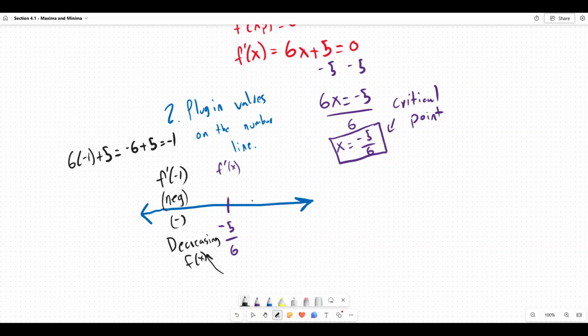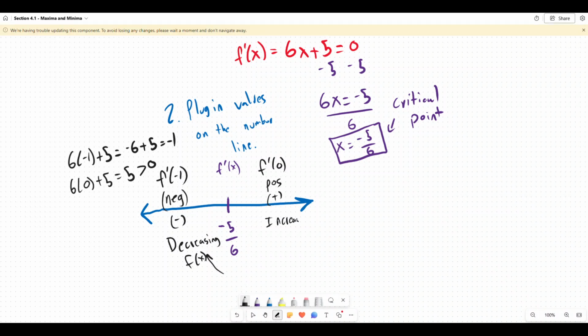Same thing, let's choose something on the right. And let's go way easier. Let's do f prime of 0. What's that going to be? 6 times 0 plus 5 is 5. All I care about is that it's positive, which means the graph is increasing.